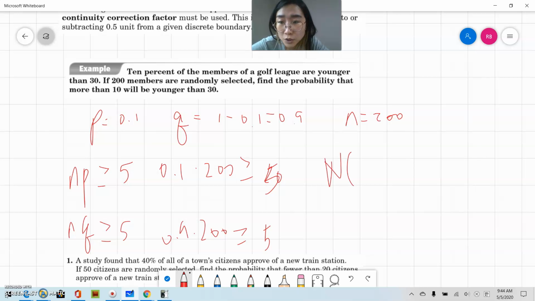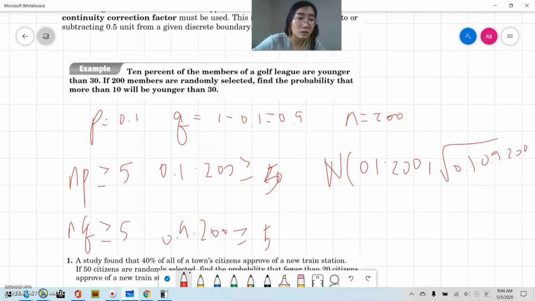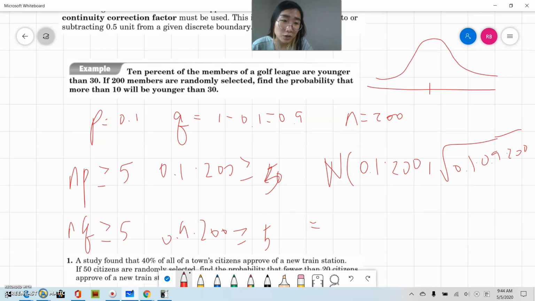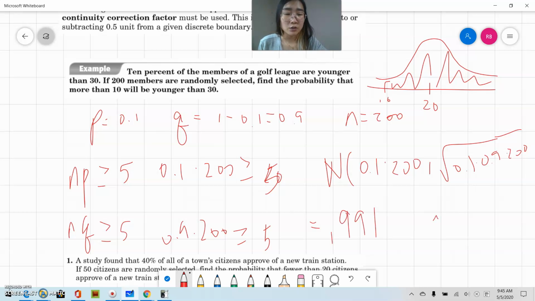So we're going to draw a normal distribution, but my mean is 0.1 times 200, and then my standard deviation is the square root of 0.1 times 0.9 times 200. And then let's draw the distribution. So that's 20, right? And it's asking more than 10, so it's going to be a bigger number. So let's use normal CDF. Your lower bound will be 10, upper bound will be a really large number, mean 20, standard deviation, whatever this square root of number is. And then I get 0.991. I rounded. So it's about 99.1%. Fairly large, yeah.